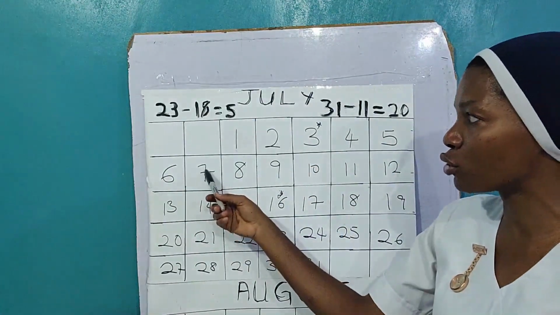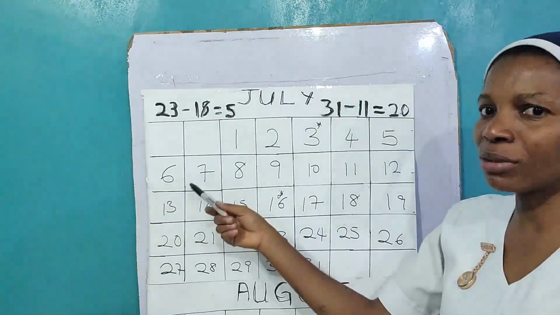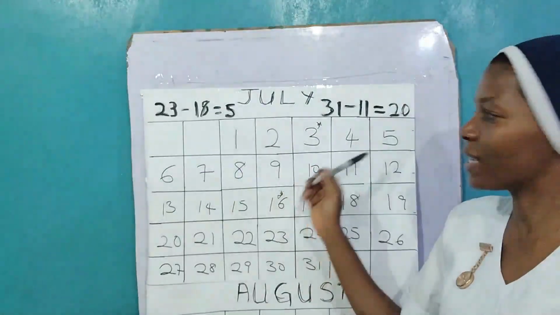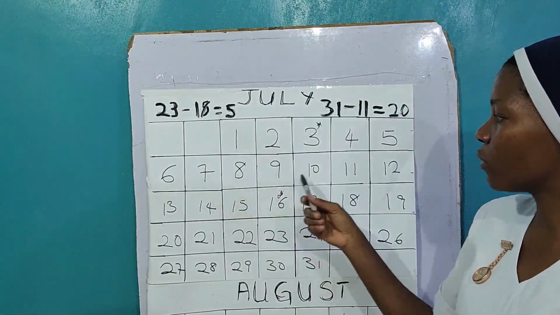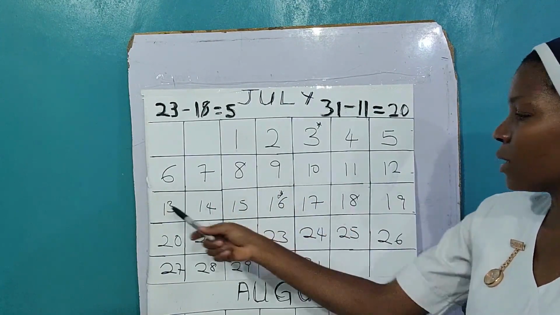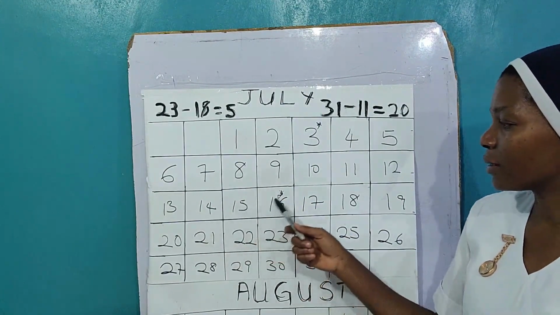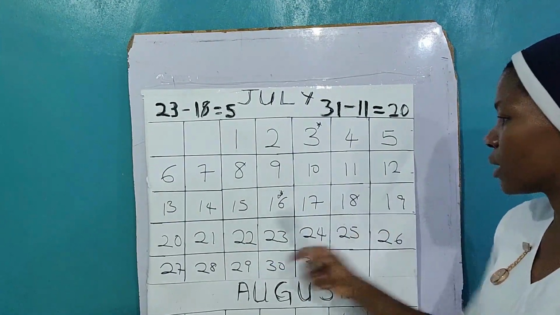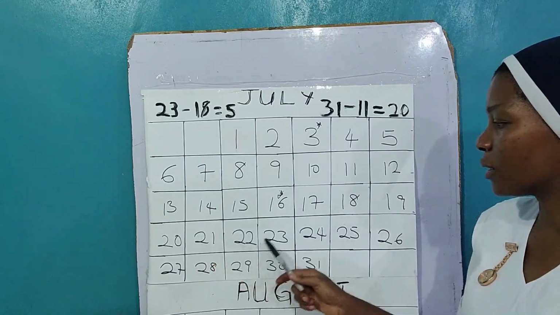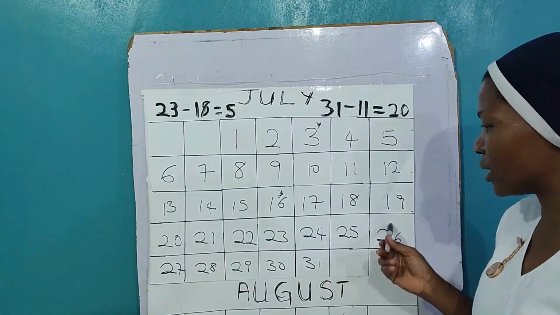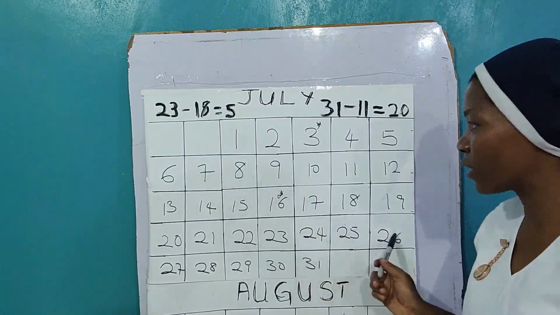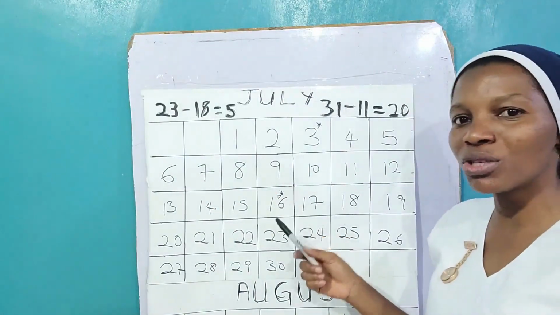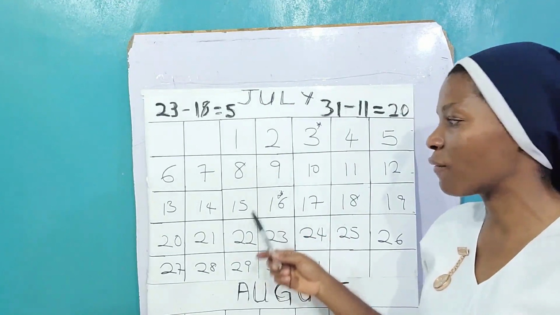So between the 7th to the... Now let us count from the 5th to the 20th day of her menstrual cycle. So we have 1, 2, 3, 4, 5, 6, 7, 8, 9, 10, 11, 12, 13, 14, 15, 16, 17, 18, 19, 20. So between the 7th to the 26th is actually her fertile period. That is for a woman who is using the calendar method of natural family planning.